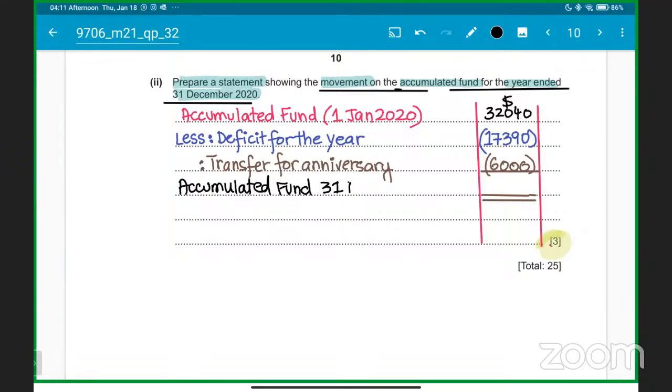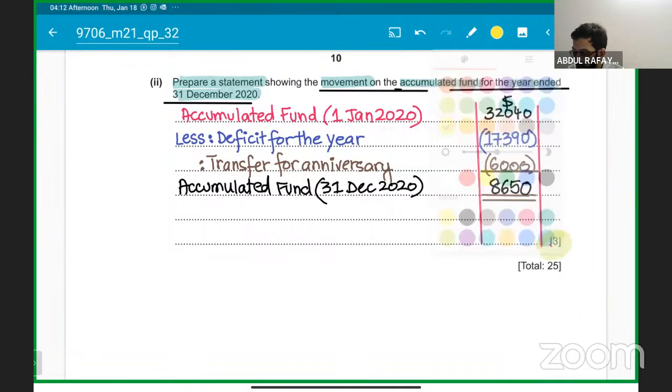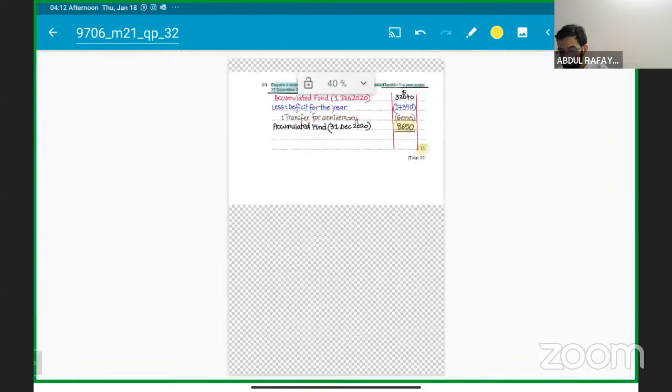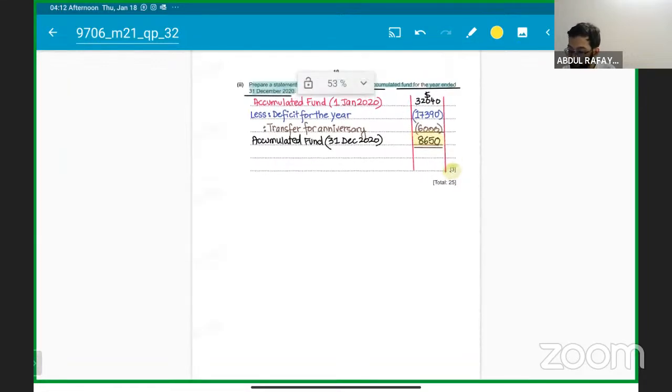फॉलोइंग? लेट मी नो किसी को डाउट है प्लीज, कोई क्वेश्चन है? 32,040 माइनस 17,390 माइनस 6,000, that is coming as 8,650. With this the question complete, and let me know if there's any question, any problem, so I'll explain that again. Okay, this is you can take a picture as well. Okay, I'll zoom in this one.